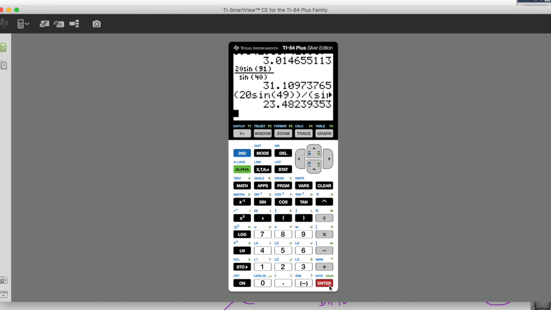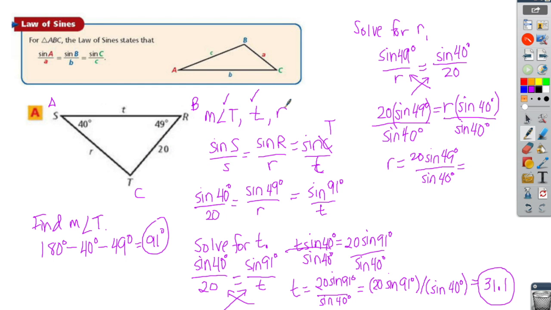All right, we're going to hit enter, and we should get 23.48. Again, rounding to the nearest tenth, this will be 23.5. All right, let's go back to our screen here, and we're going to say that that's actually 23.5. Go back to your checklist. You found the measure of angle T. We found side T. And now we've also found side R. And this is what it means to solve for the triangle, or to solve for all the unknown parts.